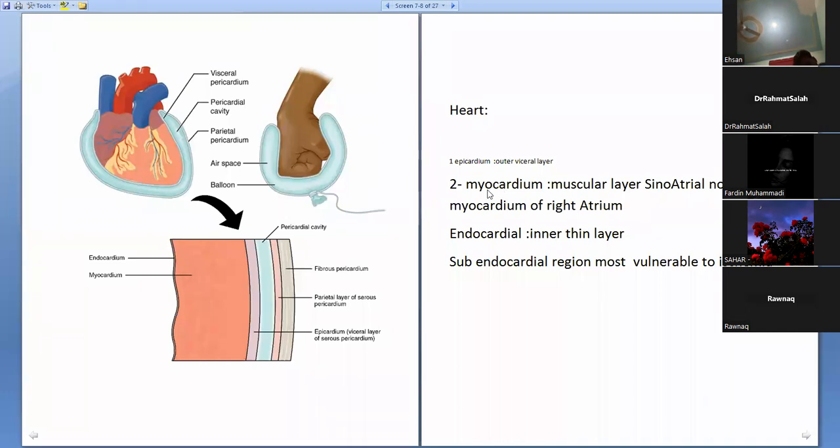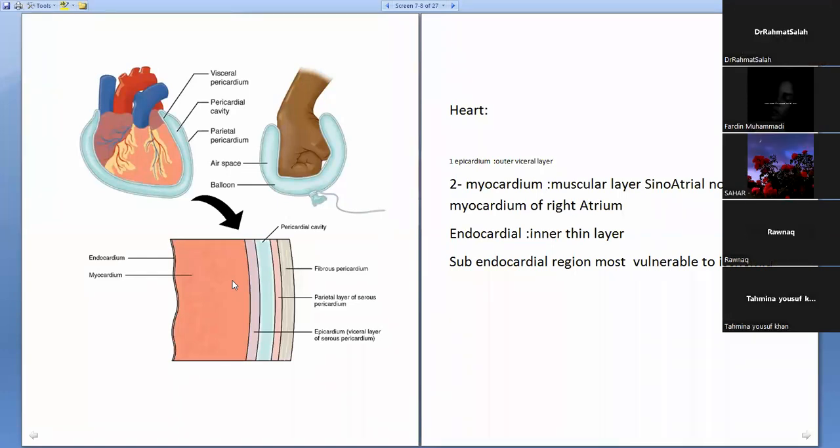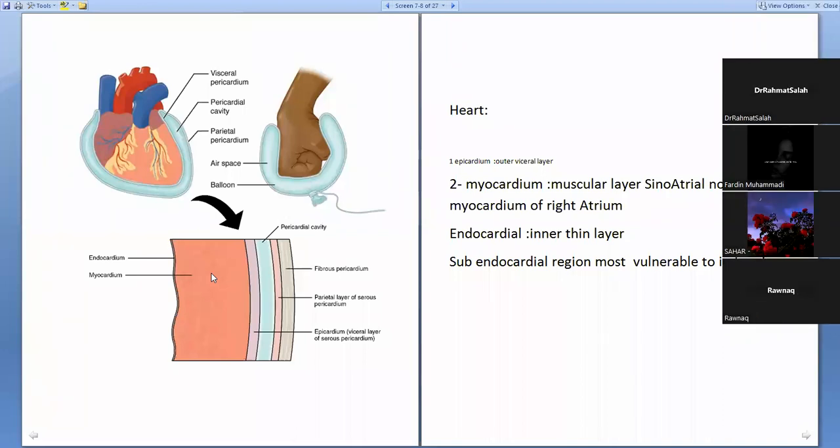Okay, the second layer is the myocardium. This thick layer is the myocardium. It forms the main tissues of the heart, the cardiac tissue. And we have a system within it, called the conducting system. It helps the heart to contract and relax on its own.